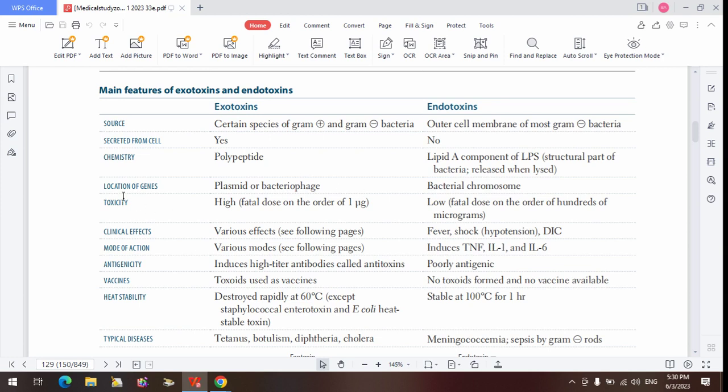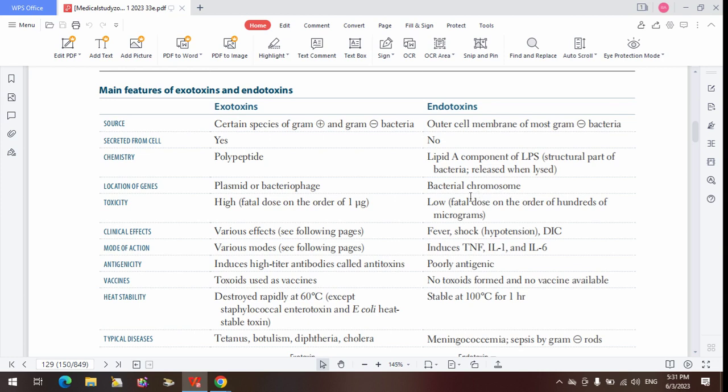Location of the genes. Now I've mentioned it. Exotoxins are located within the plasmid or bacteriophage, not the bacterial chromosome, because we said that exotoxins are actually being transmitted through which mechanism? What's the mechanism for transmission of exotoxin? Specialized transduction. Exactly. So specialized transduction. You guys remember that specialized transduction requires bacteriophage. So the bacteriophage actually transmits it through the plasmid, not the bacterial chromosome. But the location of the gene for the endotoxin is within the bacterial chromosome.